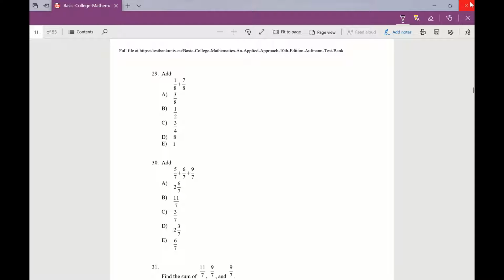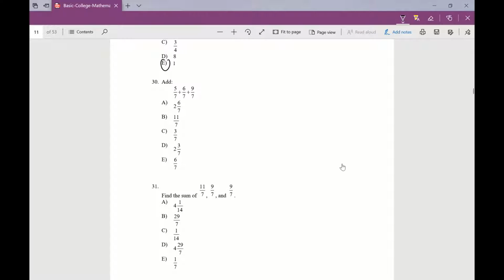Number 29, as you can see, I have 1 over 8 plus 7 over 8. Because I have the same denominator of 8 and 8, I don't have to find LCM, I don't have to modify them. All I have to do is do 1 plus 7 over 8, which is 8 over 8, which is equal to 1. Number 30.